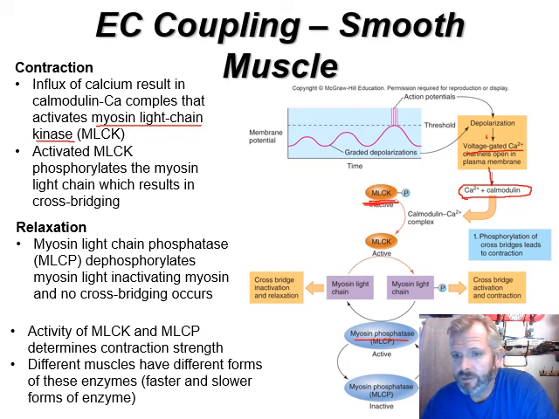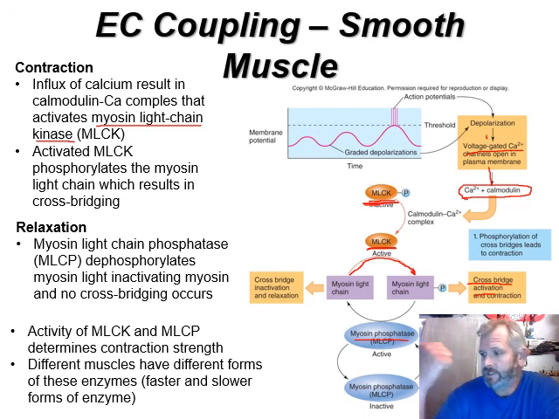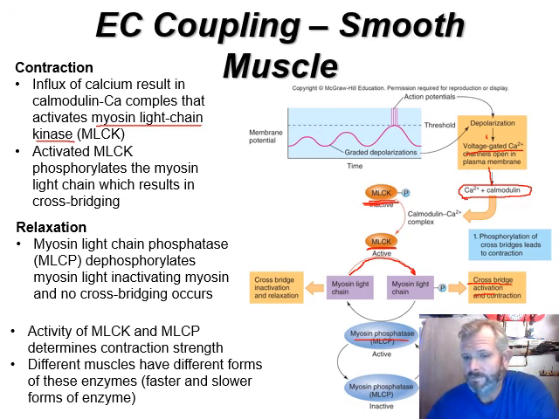The depolarization, the action potential, is going to open the voltage-gated channels. That's going to activate my myosin light chain kinase, which is going to take the myosin that's not phosphorylated and phosphorylate the myosin light chain. This is the active form of myosin, and this phosphorylation of the light chain will allow the myosin to cross-bridge and get activation and contraction of the myosin.